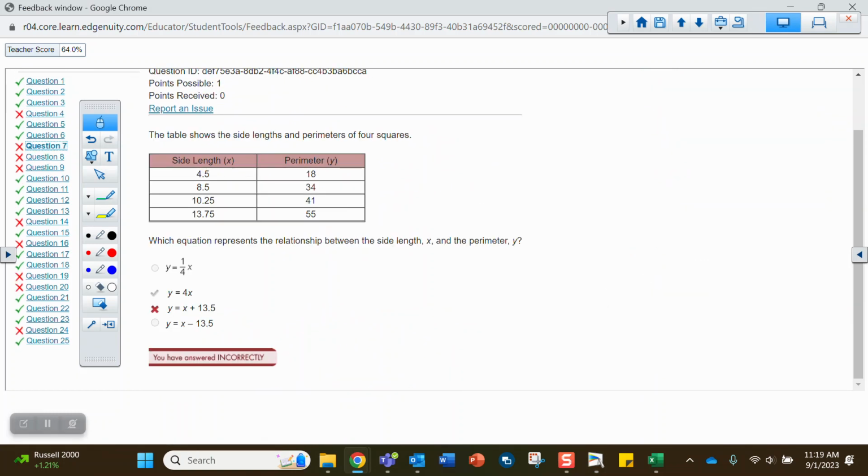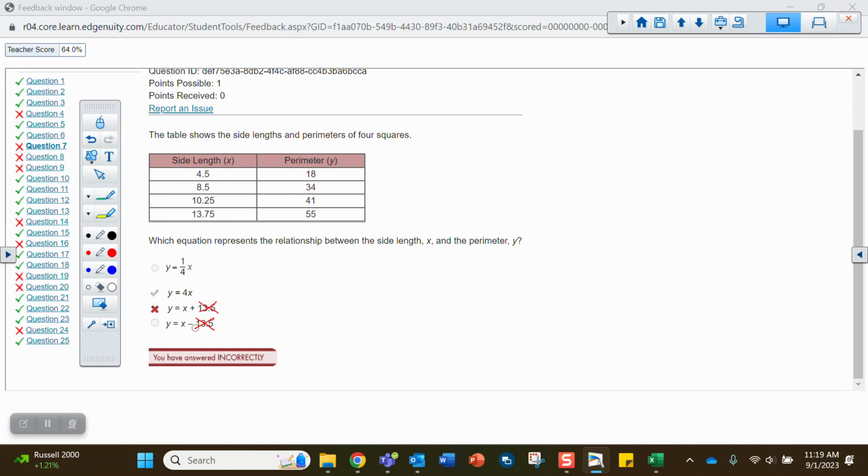Question 7 says the table shows the side lengths and perimeters of 4 squares. Which equation represents the relationship between the side length x and the perimeter y? So in this case, we need to calculate the slope. We know that if the side length is 0 on a shape, the perimeter will also be 0, so there is no y-intercept. The y-intercept would be 0. So on none of these equations should we have a number in the back.